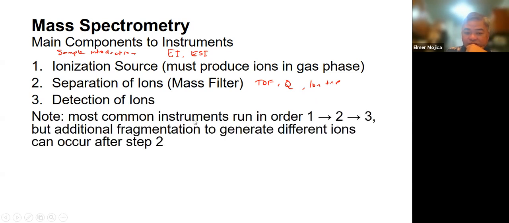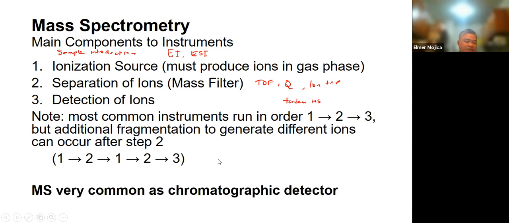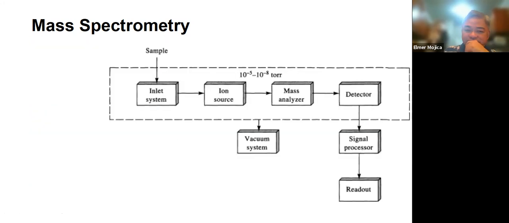Okay? So, most common instrument run in the order of 1, 2, and 3. But additional fragmentation to different ions can occur after step 2. Ito na yung pumapasok ng tinatawag na mga tandem MS. So, dalawang beses lang sila. We can say there's two ways for them to do the separation. So you have 1-2-1-2. Okay. So the mass spec is very common, as I told you, common chromatographic detector.